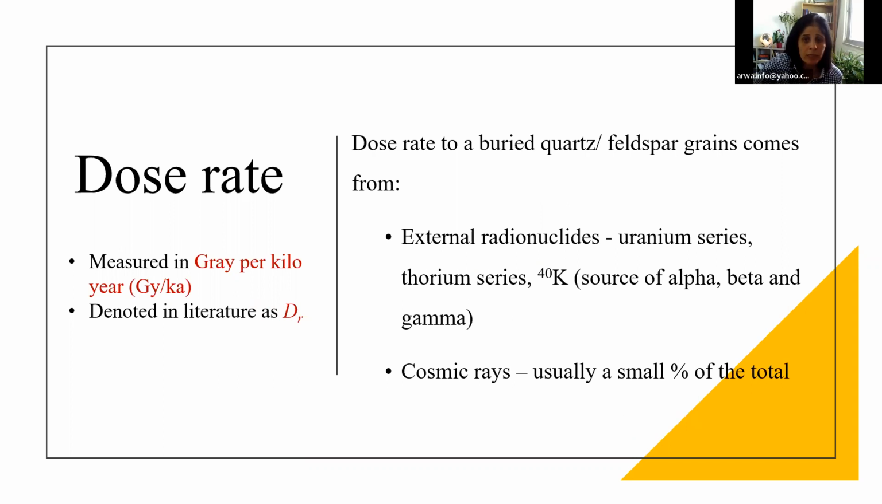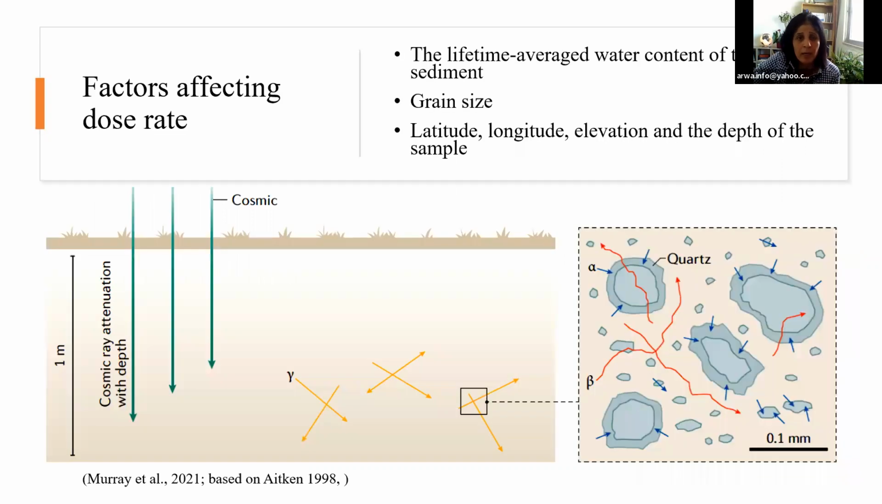The sources of ionizing radiation are natural radioactivity and cosmic rays. Usually the contribution from the cosmic rays is very small in fraction. Energy is absorbed as alpha and beta particles and gamma rays emitted during the decay of naturally occurring radionuclides. As you can see, radiations have different penetrations in matter, so direct estimating of the dose rate is a complex process.